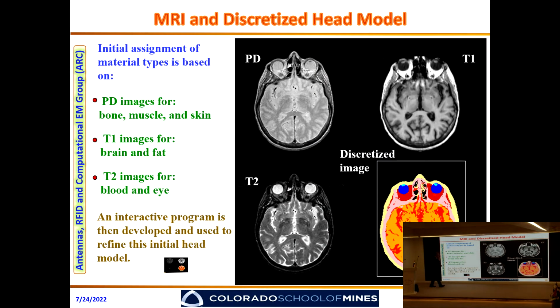So how do we do this? From these 3 different images, T1, T2, and PD are MRI images of the same cross-section, emphasizing certain types of tissues in that cross-section. And we use this information, we convert them into an ASCII file, we read the information and convert it to this discretized image.